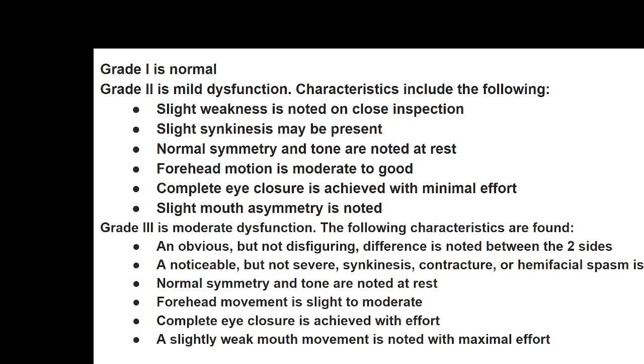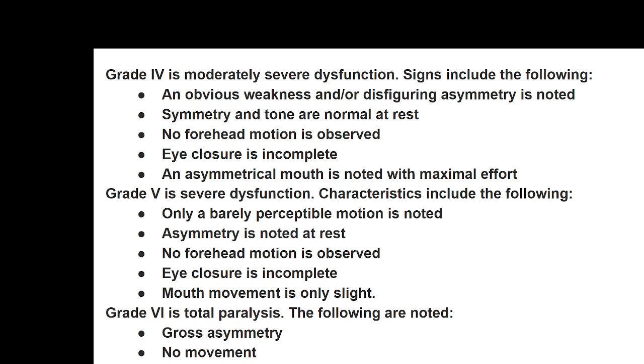Grade 3 is a moderate dysfunction where the characteristics are obvious but not disfiguring; a difference is noted between the two sides. Again, noticeable but not severe synkinesis or contracture or hemifacial spasm is present. There could be spasm of the muscles also. Normal symmetry and tone are noted at rest. In the resting condition, you may not see the abnormality. Forehead movement is slight to moderate. Complete eye closure is achieved with effort. And a slightly weak mouth movement is noted with maximal effort. Then it's called grade 3.